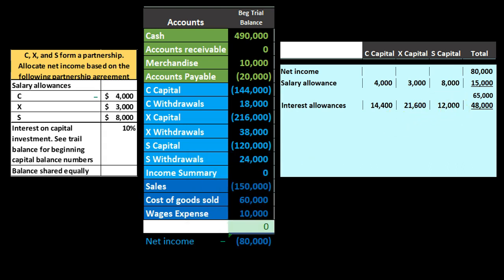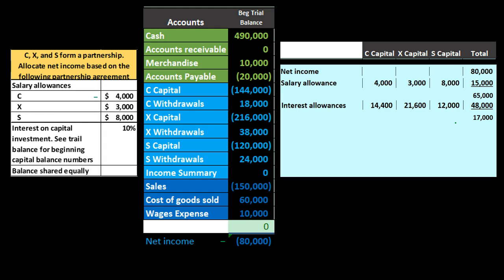So that was an agreed upon number in our partnership agreement to incentivize partners to invest and leave some of the investment in the company. If done so, they'll get a higher allocation of the net income. So of the 65,000, now we're allocating 48,000 at 14.4, 21.6, and 12,000 respectively to C, X, and S, leaving us with 65,000 minus 48 of the net income. Remember, we're allocating net income. We have 17,000 left.